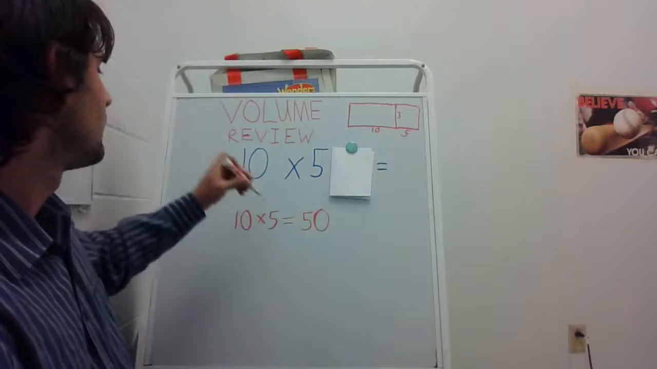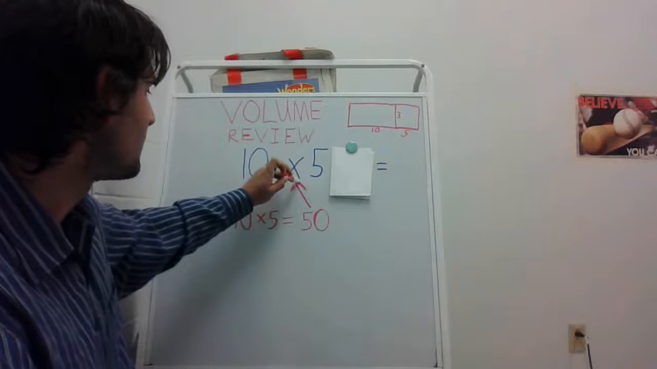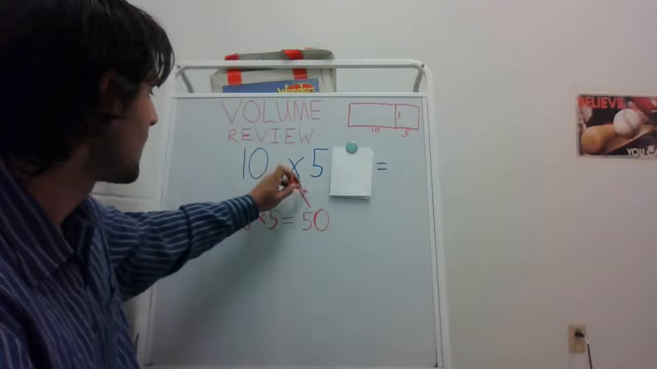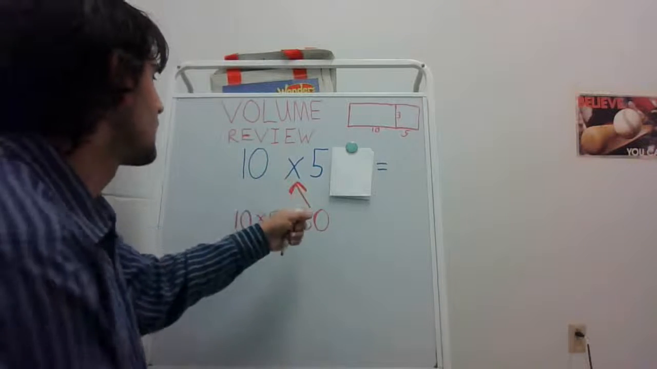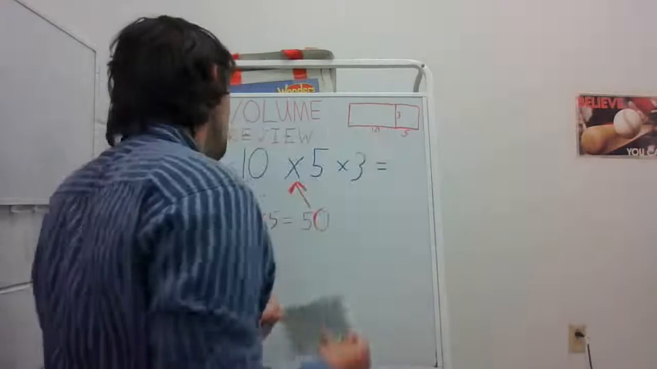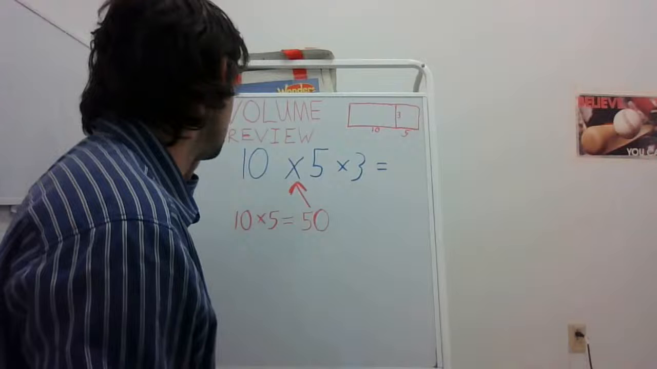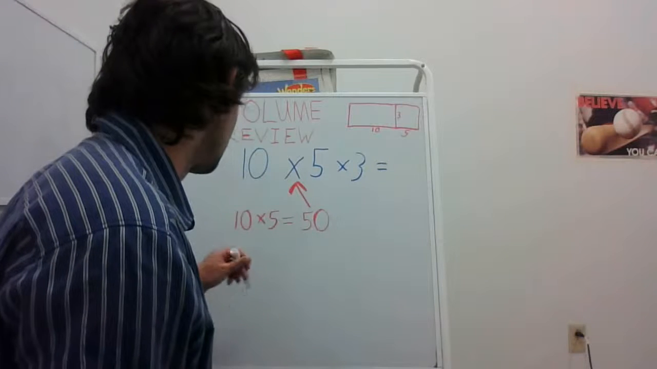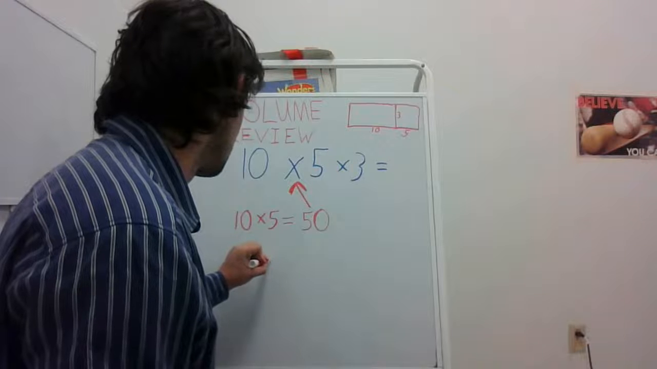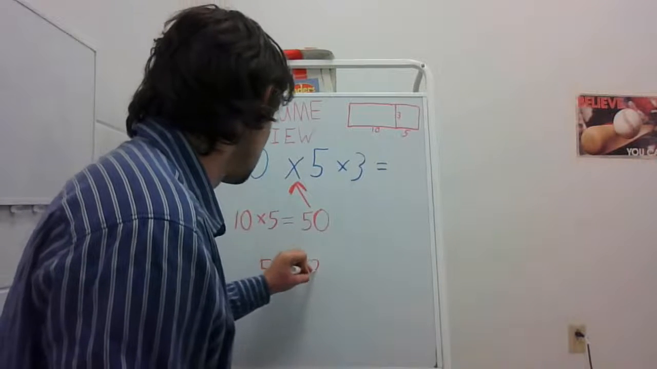So the number 50 is going to replace the 10 times 5 because we now know what 10 times 5 is. 10 times 5 equals 50. So now I'm going to rewrite the problem up here. I'm going to rewrite 10 times 5 times 3, but my 50 is going to replace 10 times 5 because 50 is what 10 times 5 is equal to. So I now have 50 times 3.